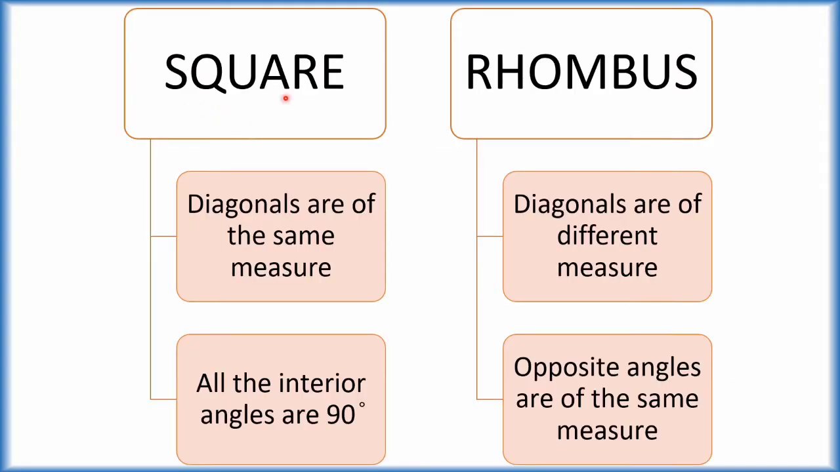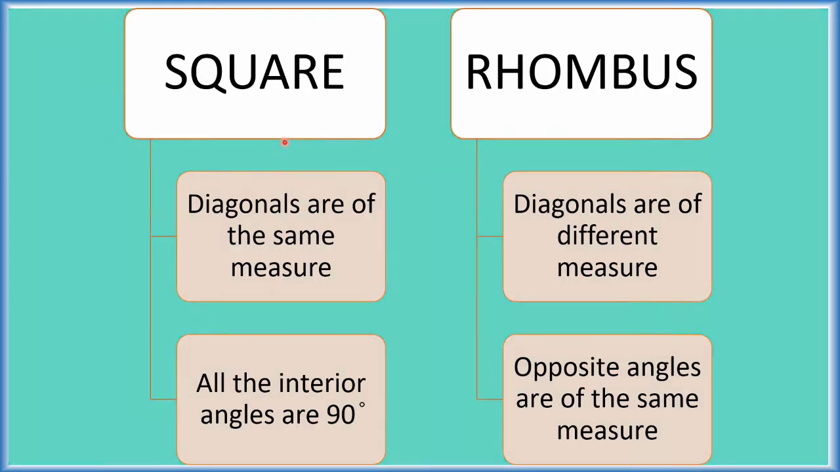See, what's the difference between square and rhombus? We have a little confusion because in square also all the sides are equal, and in rhombus also all the sides are equal. How can we differentiate these two figures? See, in square diagonals are of the same measure. In rhombus diagonals are of different measure.